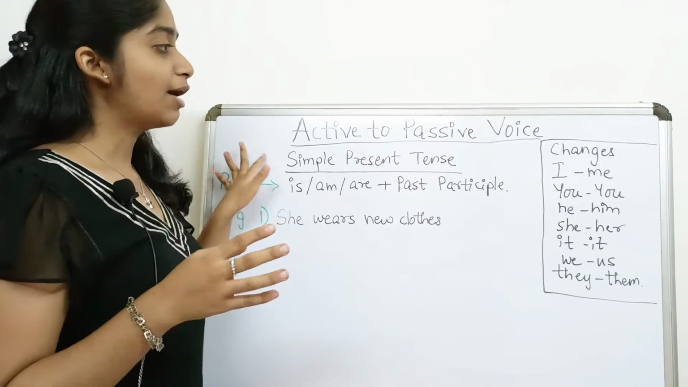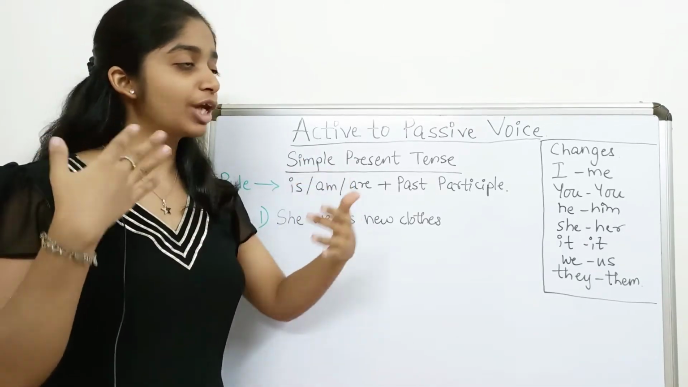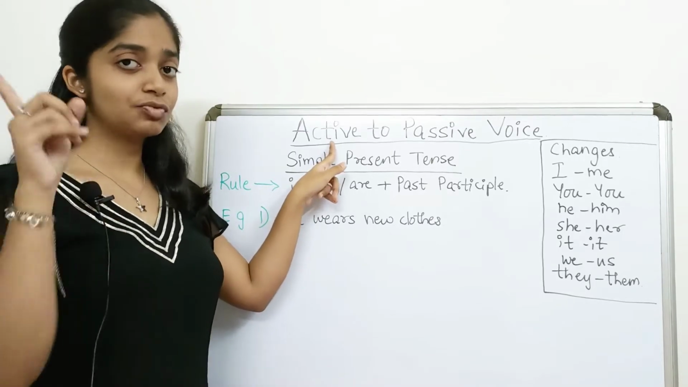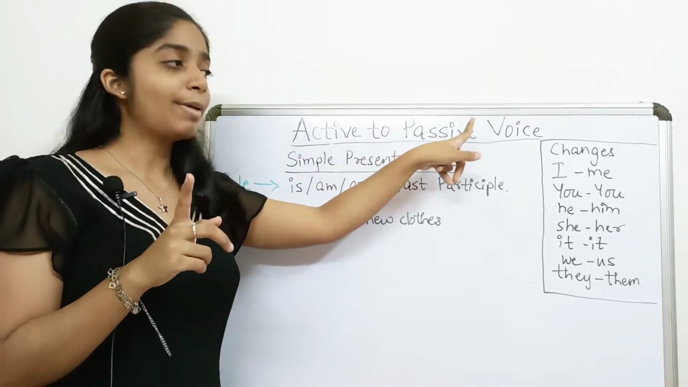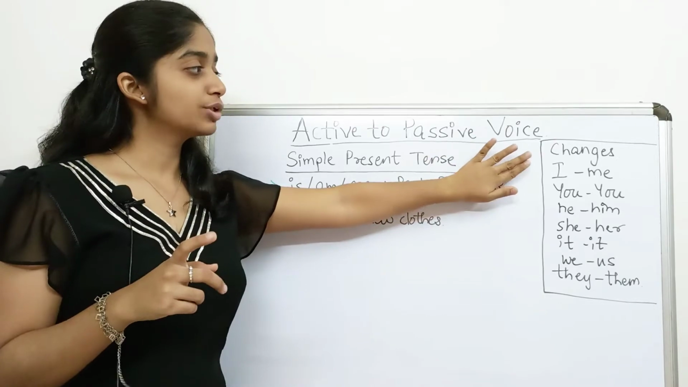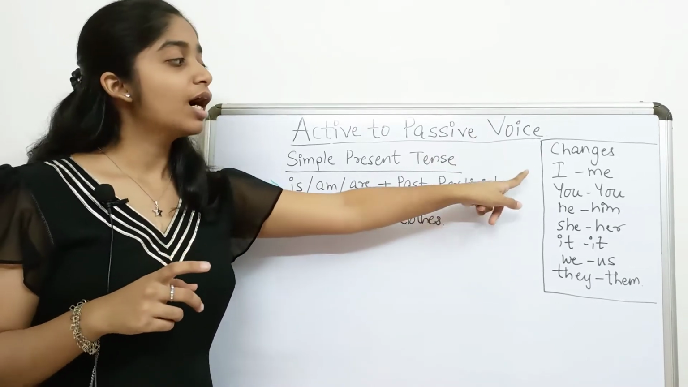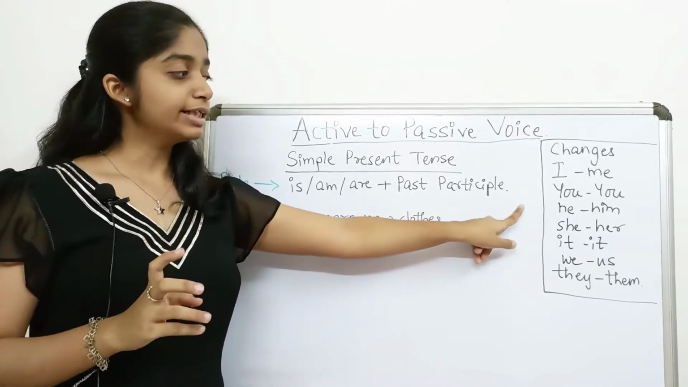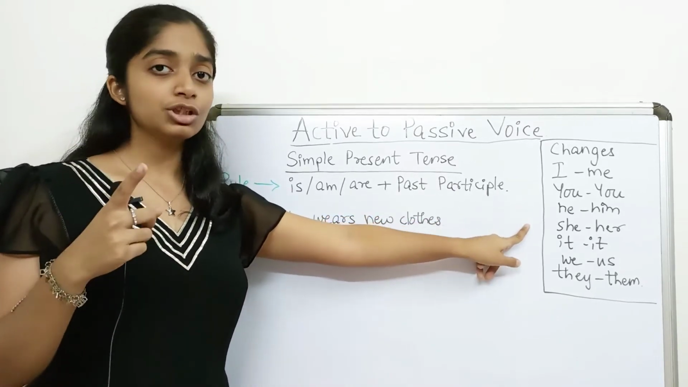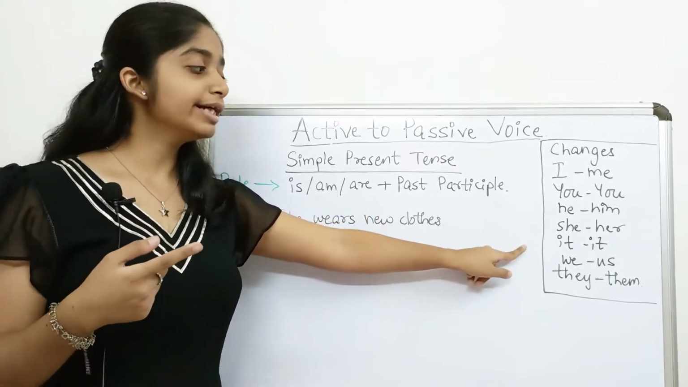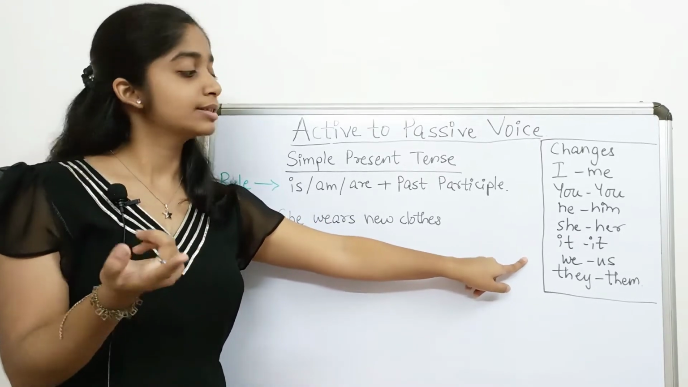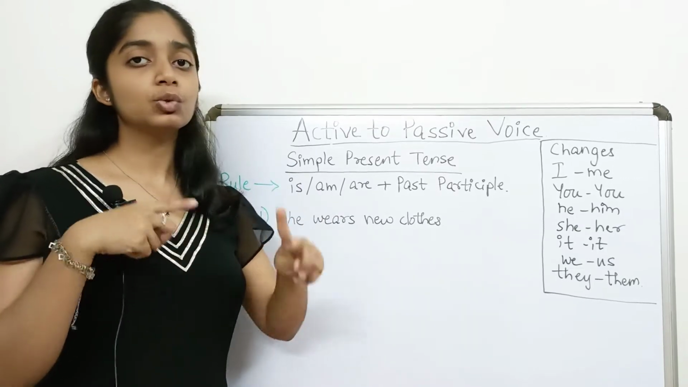Let us first have a look at a few changes which we have to make when we change a sentence from active voice to passive voice. So, here are the changes. I changes to me, you remains you, he changes to him, she changes to her, it remains it, we changes to us, and they changes to them.